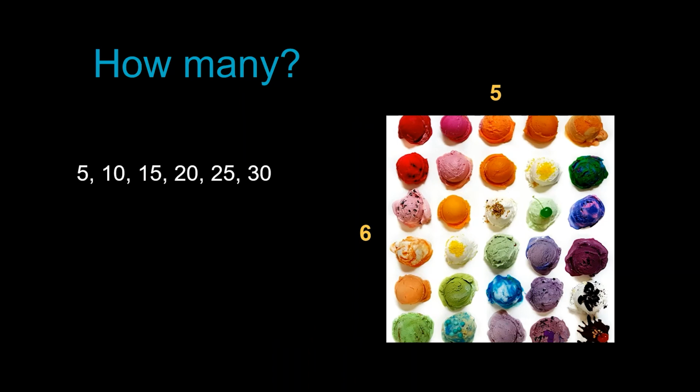Earlier, we noticed that there were 6 rows of 5 ice cream scoops. So some of you might have used that information to solve. You may have counted by 5s 6 times to get to 30 scoops of ice cream. You may have also just known that 6 times 5 or 5 times 6 equals 30. Because when we're doing multiplication, we can switch the order of the factors and we'll still have the same amount.